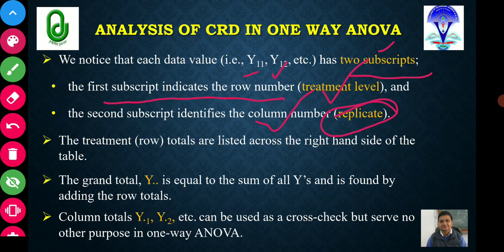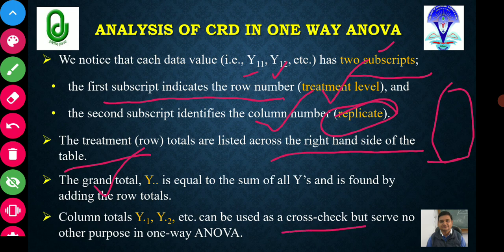The treatment row totals are listed across the right-hand side of the table. Y dot dot is the grand total, which we have already discussed. It is equal to the sum of all the Y's and is found by adding the row totals. You can get it by adding the column totals also. The column totals Y dot 1, Y dot 2, etc. can be used to cross-check, but serve no other purpose in one-way ANOVA. I had already discussed these points in the table itself, but here I have kept them in the form of language.